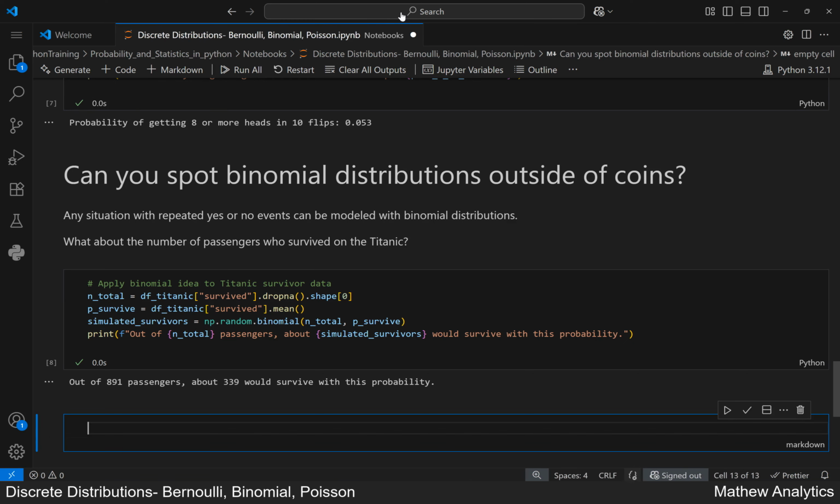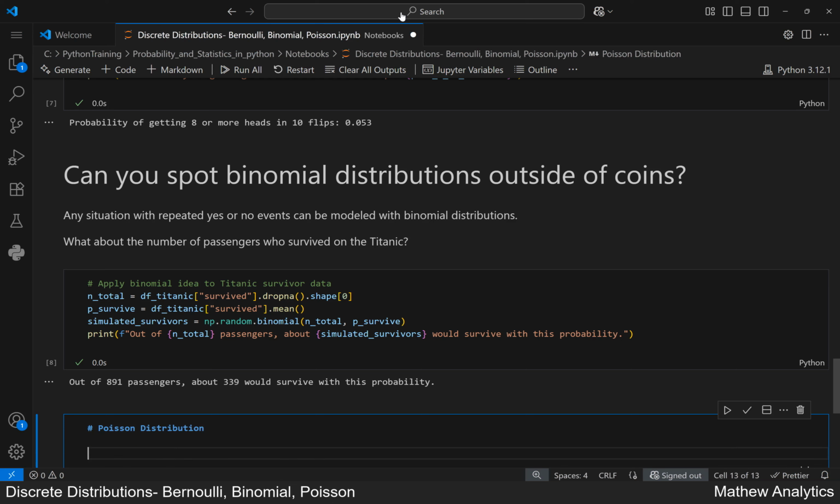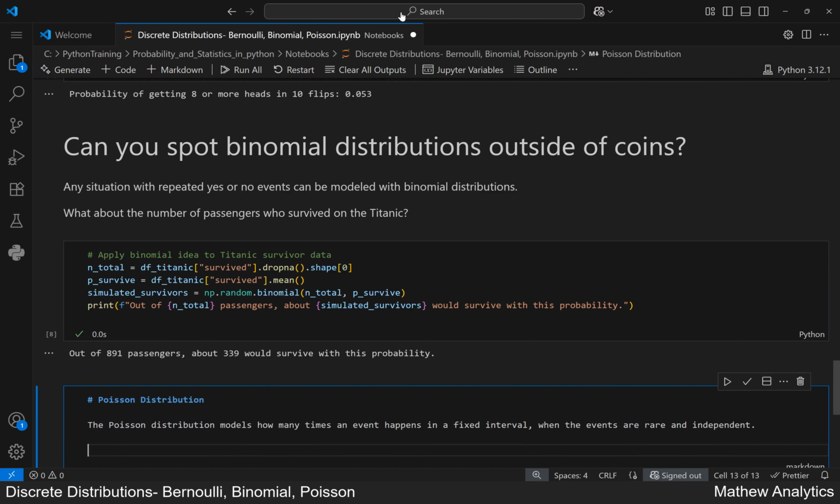Poisson distribution. The Poisson distribution models how many times an event happens in a fixed interval when the events are rare and independent. For example, how many emails do you get in a day? Running the cell now.